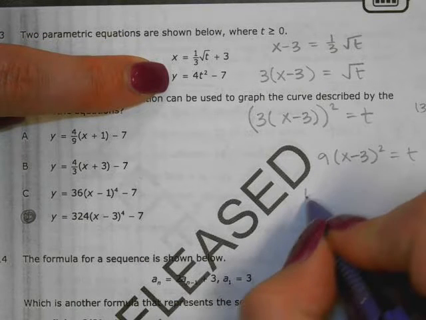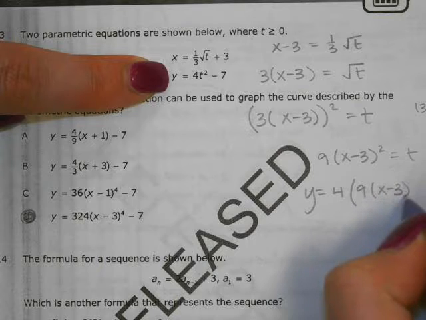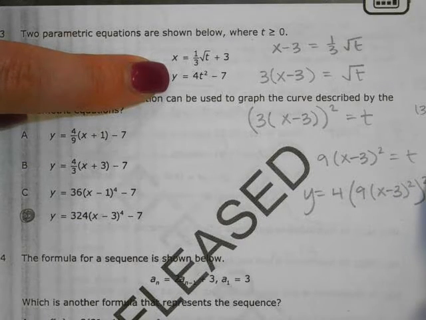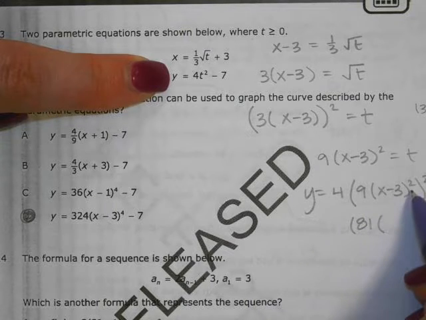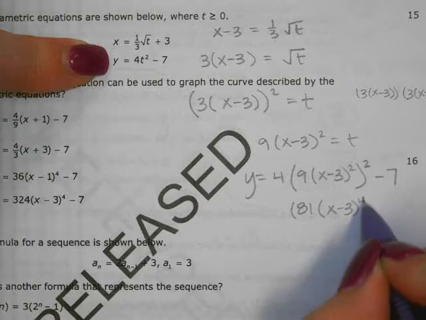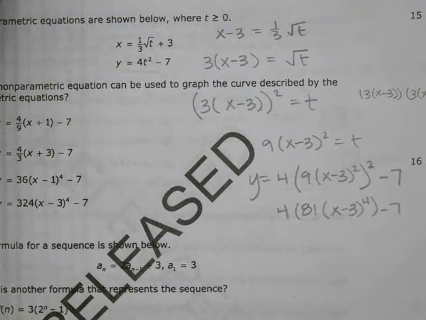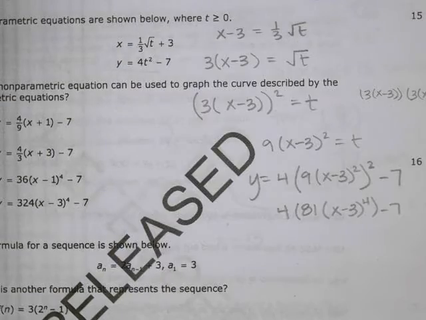All right, so now I can say y equals 4 times, this is my t value, squared, minus 7. And if we think about squaring, again, exactly what we did here, 9 squared is 81. x minus 3 squared to the power of 2 would be 4. And 4 times 81 is 324. So you can see, we already knew that's what the answer was, but that's what it should have been.